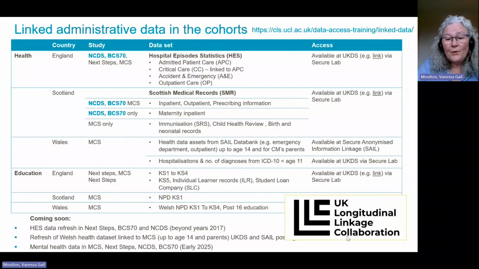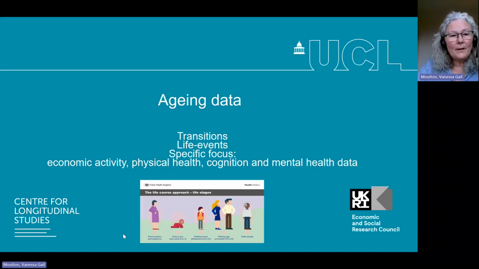And just to say, we should also mention the UK longitudinal linking collaboration, and it's an endeavour with many of the UK's most established longitudinal studies to provide a data resource with linked health and non-health data. So just to make you aware of that.